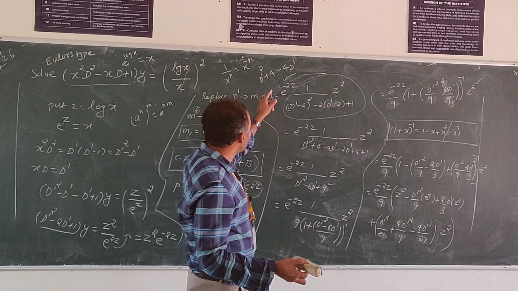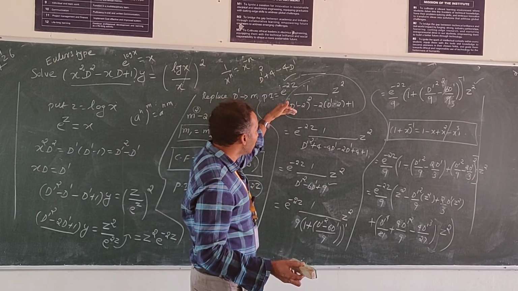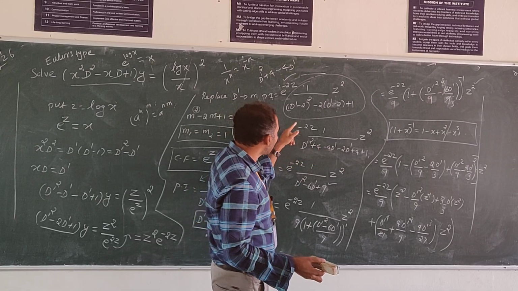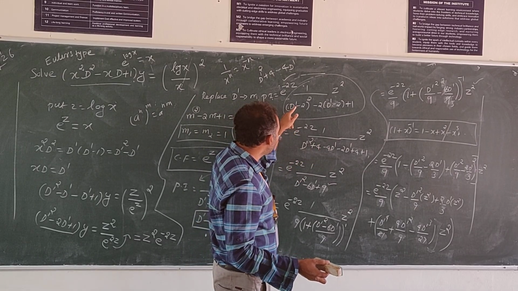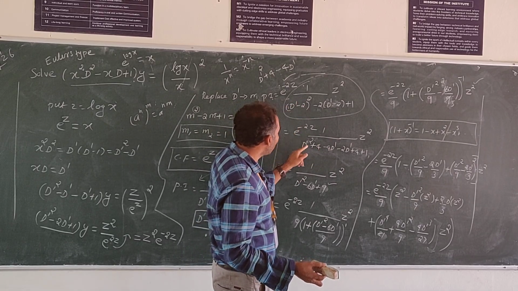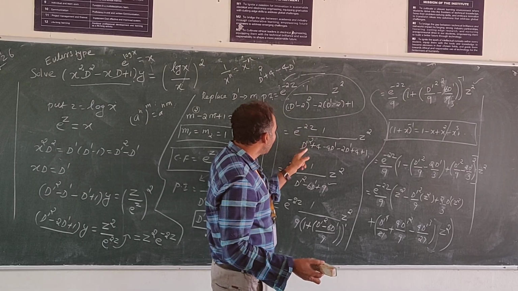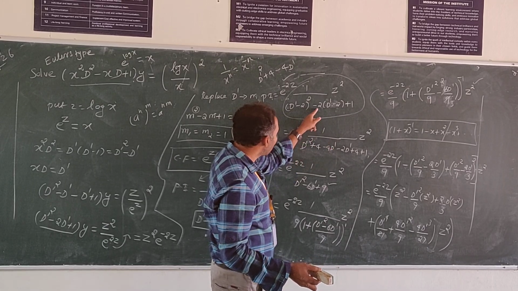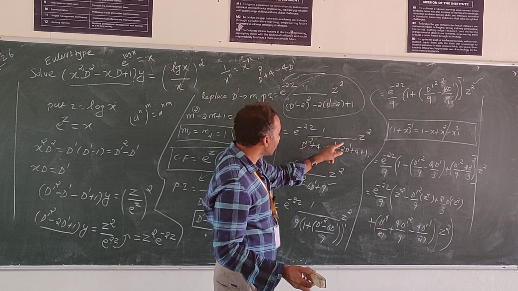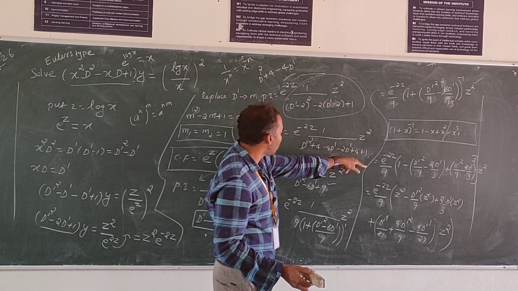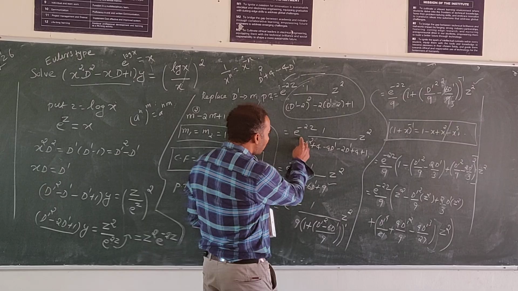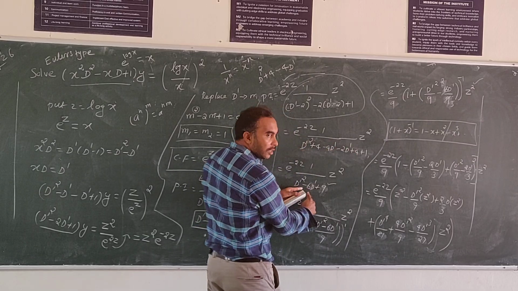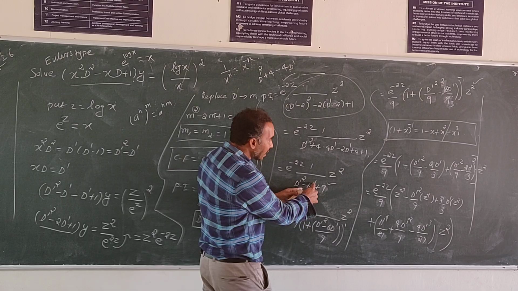Listen, here one careless mistake is there. To expand this term, we made one small careless mistake. Corrected: d dash minus 2 the whole square. We have to expand that term: d dash square plus 4 minus 4d dash. Okay. Next, multiply minus 2 inside the bracket: minus 2d dash plus 4 plus 1. So d dash square minus 4d dash minus 2d dash will be minus 6d dash.